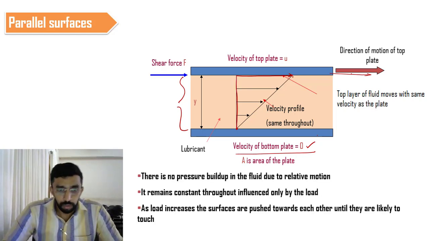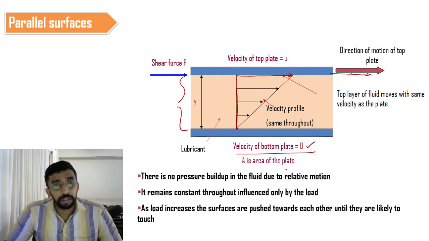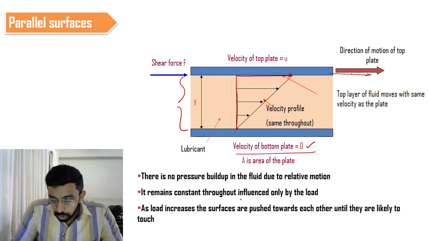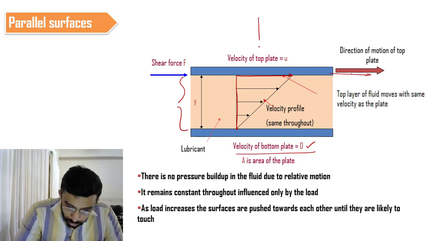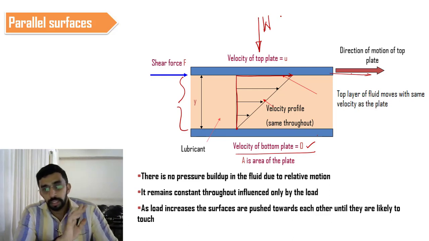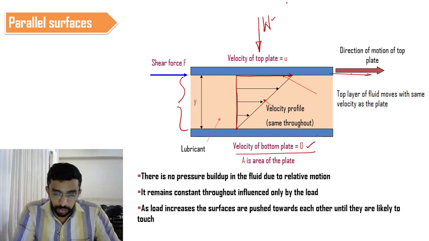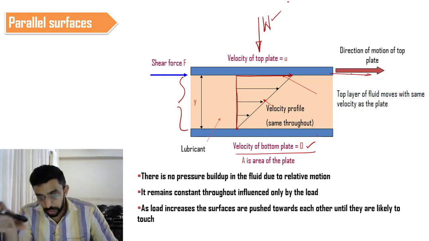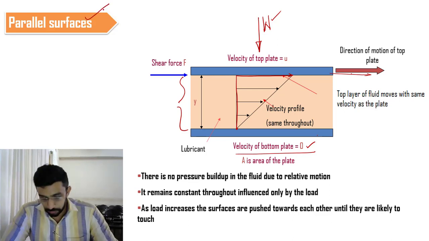Now there is no pressure buildup because the fluid is consistently flowing. Sliding happens, so it remains constant throughout, influenced only by the load. Because if the load is constant, there will not be any kind of pressure variation. Unless we change the load, we cannot expect a pressure variation. So pressure variation can develop only by changing the load when we consider a parallel surface.